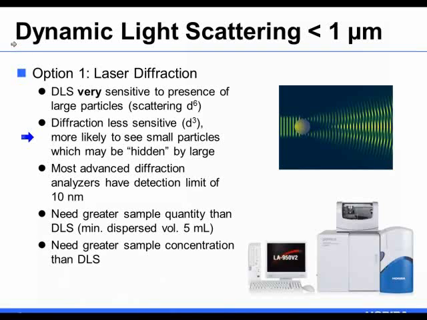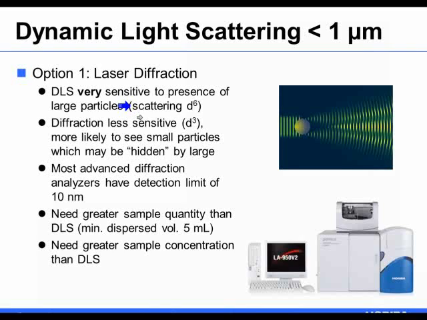So if you have a dynamic light scattering instrument, how do you prove that the components less than 1 micron are real? So the first option I would say is, if you have a laser diffraction analyzer, run the same sample there. And I say that because DLS is exquisitely sensitive to the presence of large particles, and that's because in that size range, scattering goes to the 6th power of the diameter.